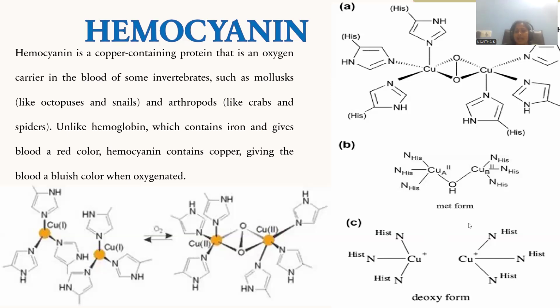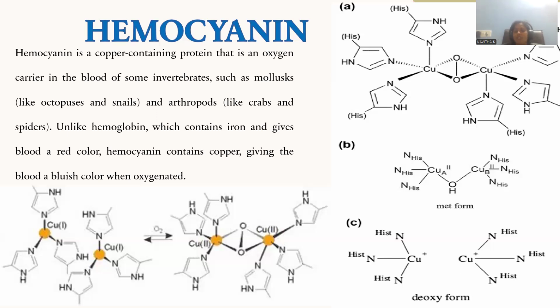In that meta form, what happens? The imidazoles and histidines remain as such, and the copper metals are also available. Instead of two oxygens, one oxygen forms a bridge between the two copper metals. This is said to be the meta form. The meta form is an abnormal one, not expected and not required. The oxygenated peroxy bridging between the two copper metals is the requisite condition for effective oxygen transportation in these invertebrate species, right?